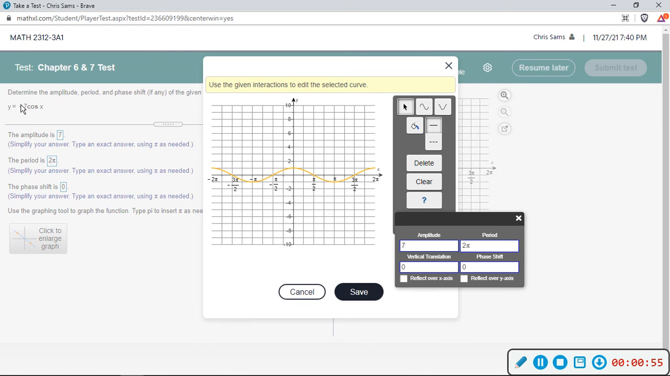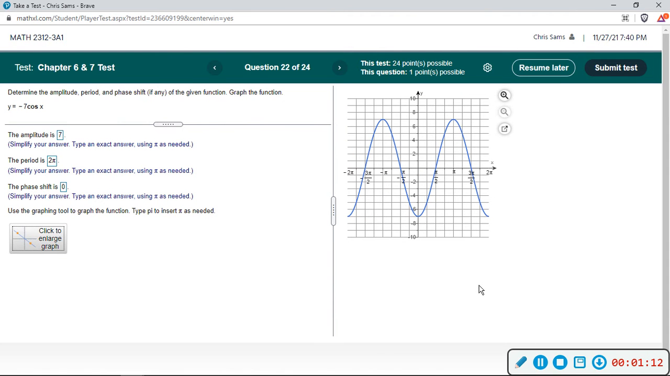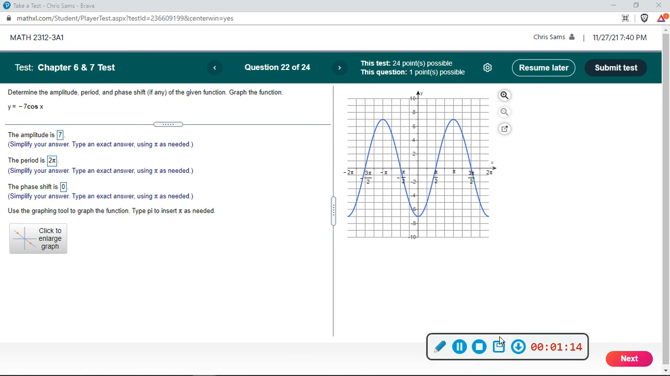And then last, we're going to reflect this. So this is y equals a negative. So if y was positive and then we flip negative, it's going to flip across the x-axis. Okay. So this is going to be flipped over the x-axis. We're going to save it, and that's all we need to do here.